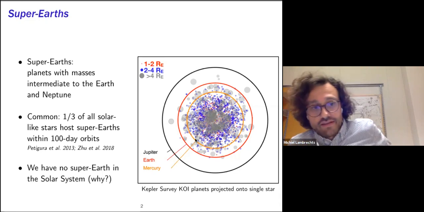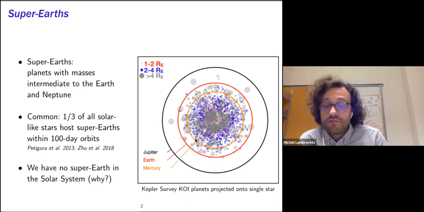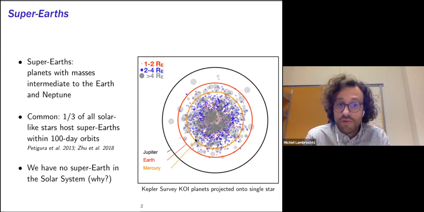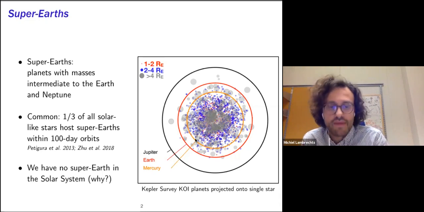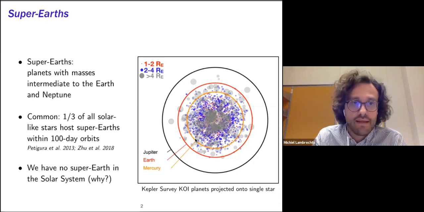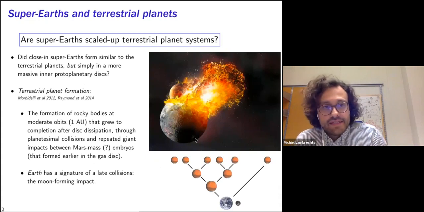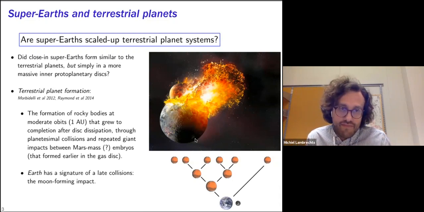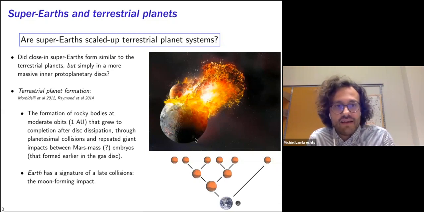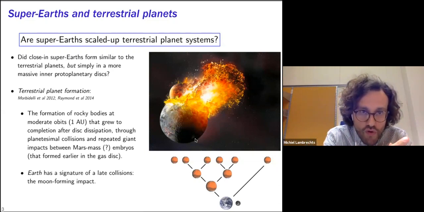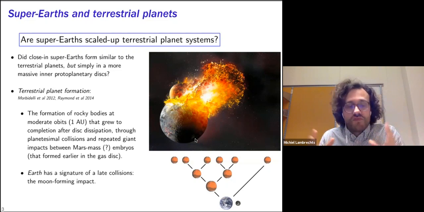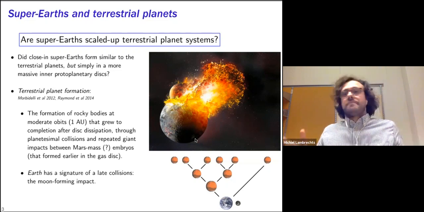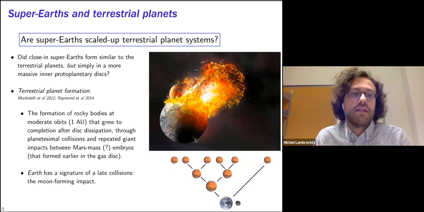In fact, if you do the statistics right, you find that about 1/3, maybe a bit more, of all solar-like stars host super Earths within 100-day orbits. But we have no super Earth in the solar system. The question is why? Another way of phrasing that question is, are super Earths just scaled-up versions of terrestrial planet formation? And with this, I mean, are those close-in super Earths, did they just form similar to the terrestrial planets, except that they formed in an environment where there was more mass available?